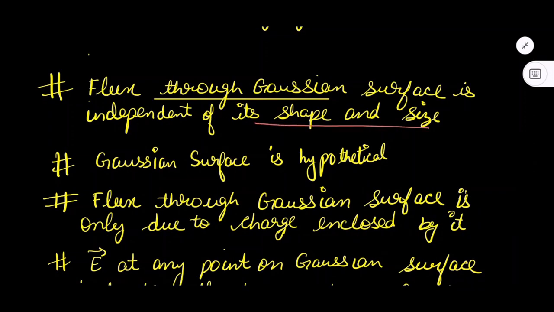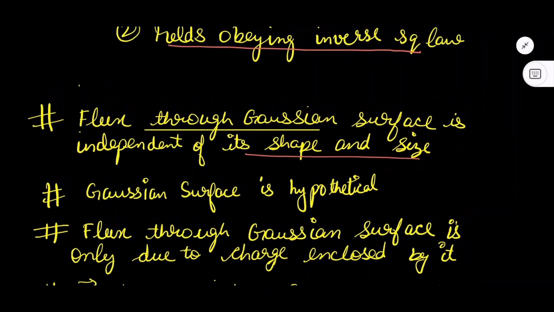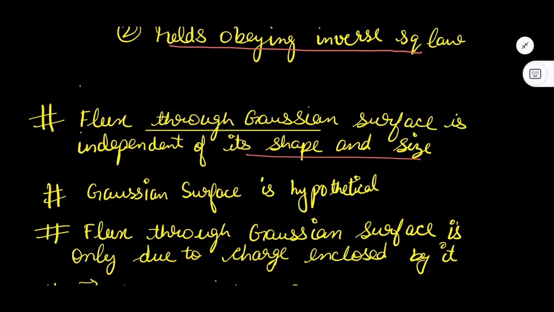It is independent of shape and size. Suppose I have a surface like this of radius r, and again I have another surface of 2r, and we have a charge over here. So the field lines will go all the way this way. Now the flux through the r and 2r surfaces will be independent of shape and size.